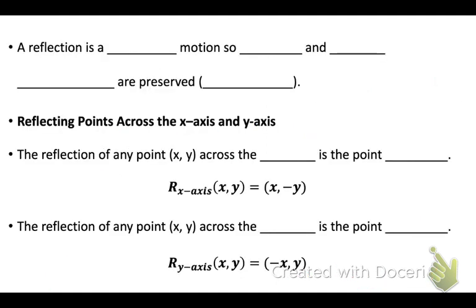The last we're going to do today is this. A reflection is a rigid motion. So, length and angle measure are preserved. So, what is that? Another word we could put? Keep or kept, because it's past tense. But, so we're keeping it. So, rigid motions keep all those things.